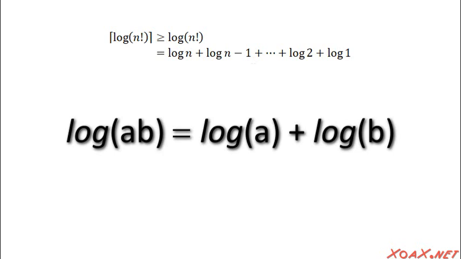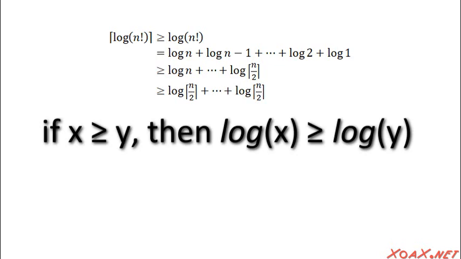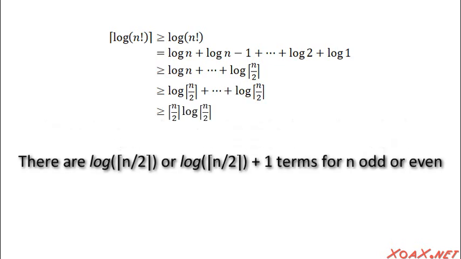Next, we can use the property of logarithms that says that the log of a times b is equal to the log of a plus the log of b to write out the log of n factorial as a sum of the log of its factors. Then we can truncate this sum at the ceiling of n divided by 2, and for the next inequality we can replace all the larger terms by the ceiling of n divided by 2. Collecting these terms together, we have at least the ceiling of n divided by 2 of them.